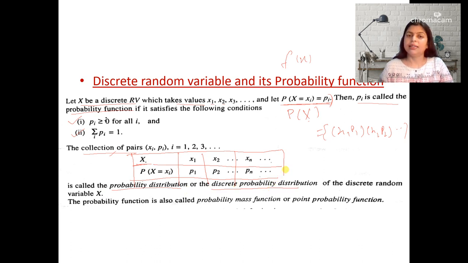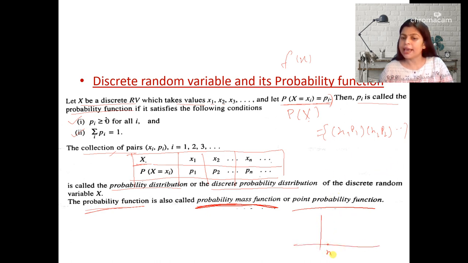You must remember that the probability function for this discrete random variable is also known as the probability mass function, or point probability function. Why? Because we are getting points. For each x1, x2, x3, we are getting p1, p2, p3. So we are getting points. That is why this function is called the point probability function as well. So, this is the whole theory.